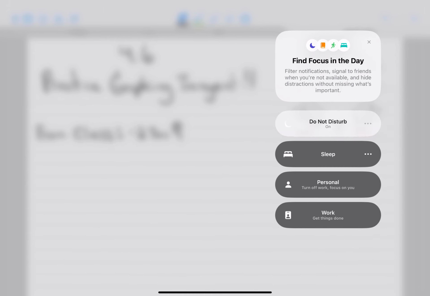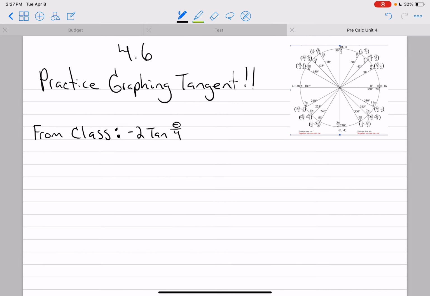Let me get this on Do Not Disturb. Let's go. So this right here is the problem you were doing in class today. Please try to finish this before you look at what I'm doing. Hopefully you finished it up, because you might not have finished it all the way in class. All right, so let's see if what you did was correct.